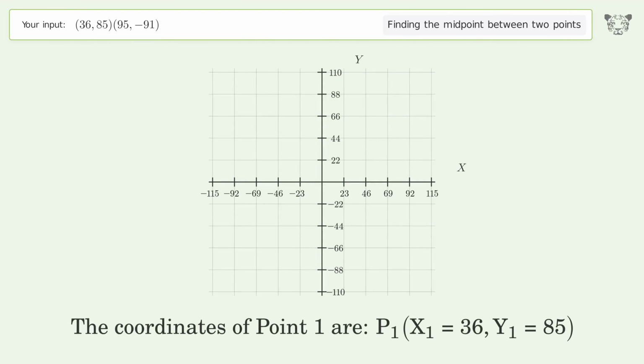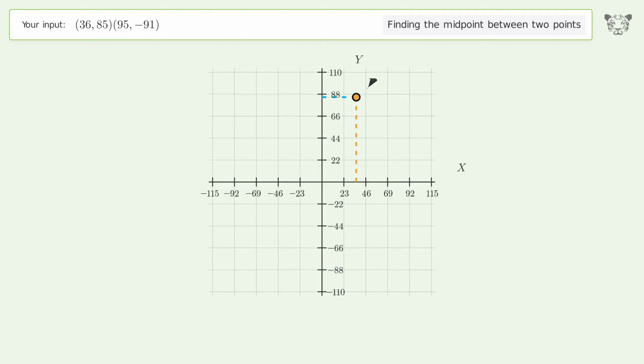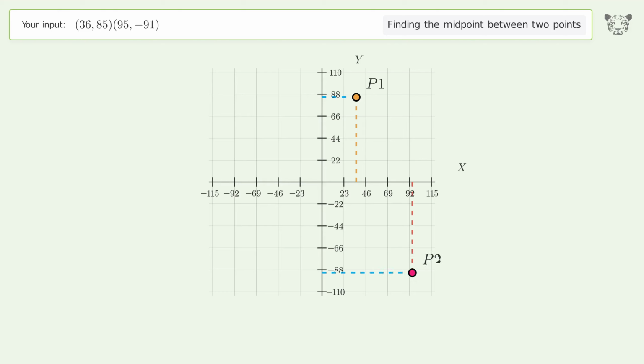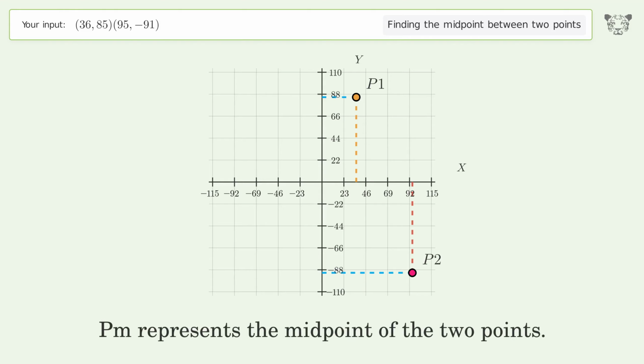The coordinates of point 1 are, x1 equals 36, y1 equals 85. The coordinates of point 2 are, x2 equals 95, y2 equals -91. PM represents the midpoint of the 2 points.